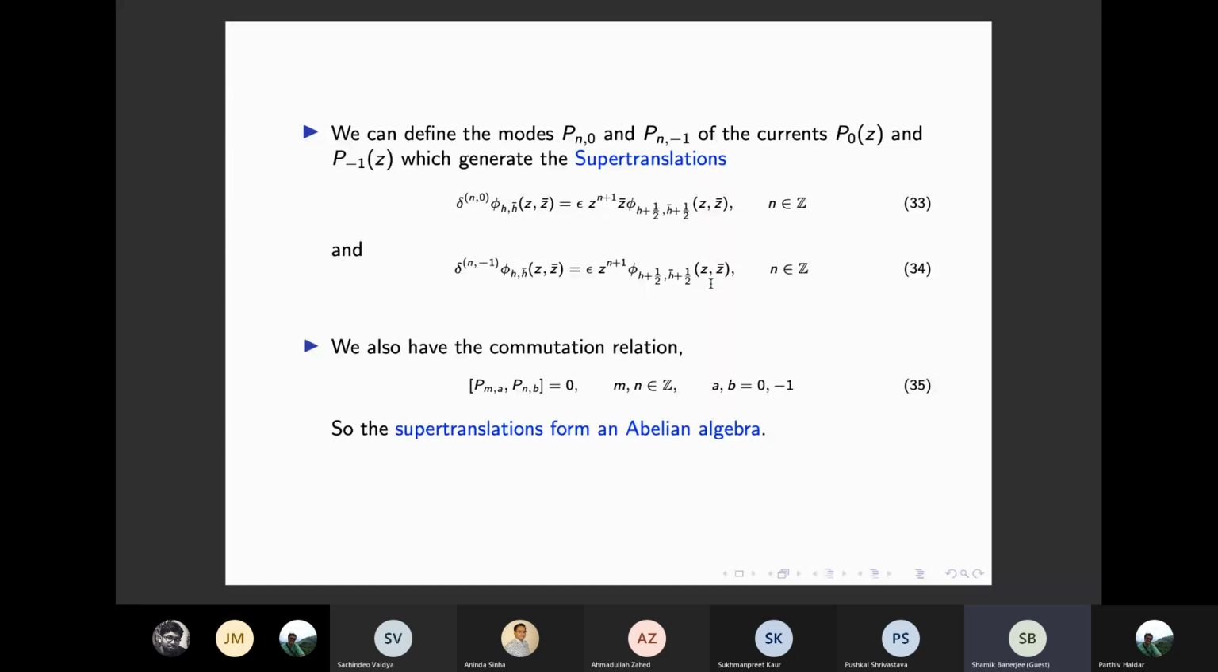Okay, and the point is that you can compute the algebra of these modes. This is the algebra, and they actually form an abelian algebra, which we know to be the case. So this is quite standard, except that the new thing was this SL2C bar current algebra, which is actually seen as the asymptotic symmetry algebra.